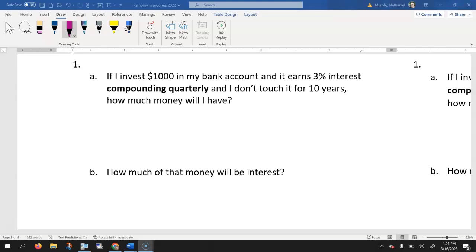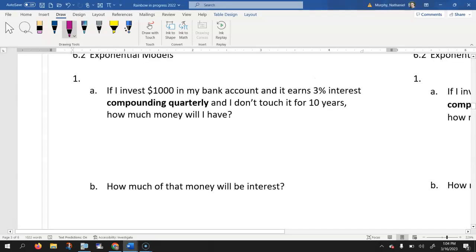All right, let's look at the orange part of your review that goes over lesson 6.2. Now for this first one, it says if I invest $1,000 in my bank account and it earns 3% interest compounded quarterly, and I don't touch it for 10 years, how much money will I have?